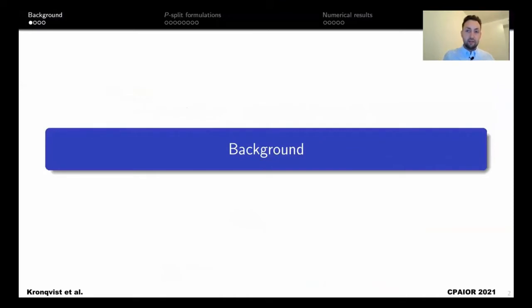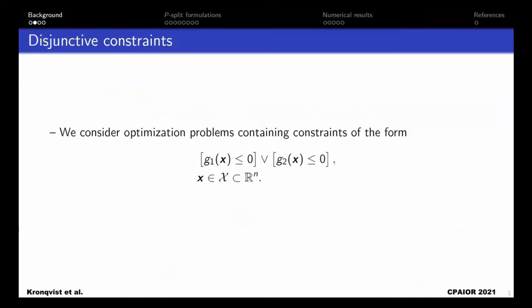Let's start with a brief background. Here we consider optimization problems containing constraints of the following form, where either the first constraint or the second constraint must be satisfied, but we do not need to simultaneously satisfy both of the constraints. We refer to this as a disjunction or a disjunctive constraint, and here we assume that this is embedded in a larger optimization problem, but here we will focus on the disjunction.